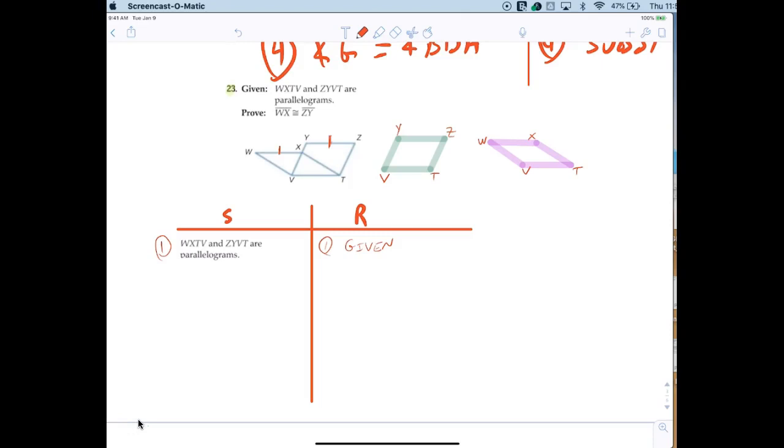Yeah, so YZ is congruent to VT, and WX is congruent to VT because opposite sides of the parallelogram are congruent. And then you can just substitute: ZY is congruent to WX. Exactly. I made it too hard. I was trying to separate them. But then again, I knew there was a problem because angle T is not the same as that angle T. Everybody take a look at that again.